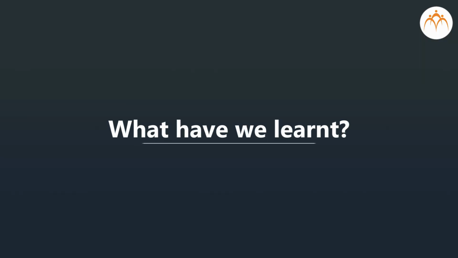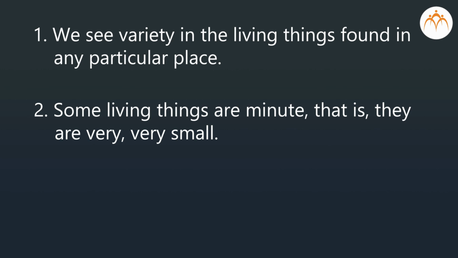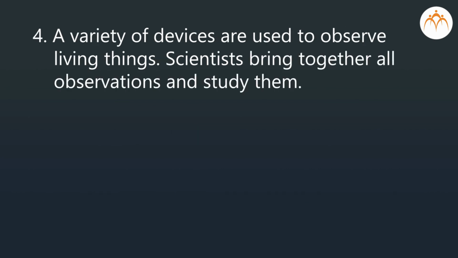What did we learn? We see a variety in the living things found in any particular place. Some living things are minute, that is very, very small. The variety or the differences we see in the living things of a particular place is called biodiversity. A variety of devices are used to observe living things. Scientists bring together all observations and study them.